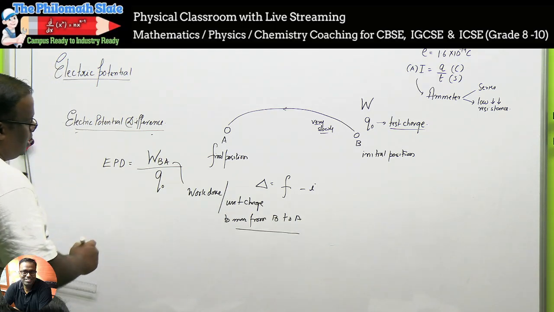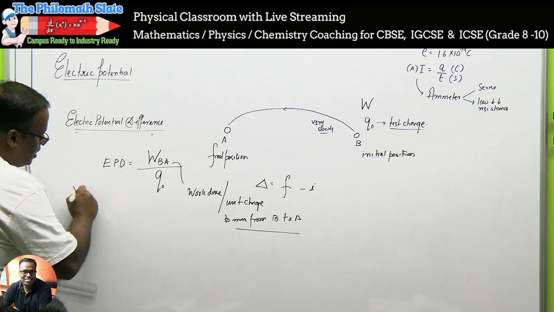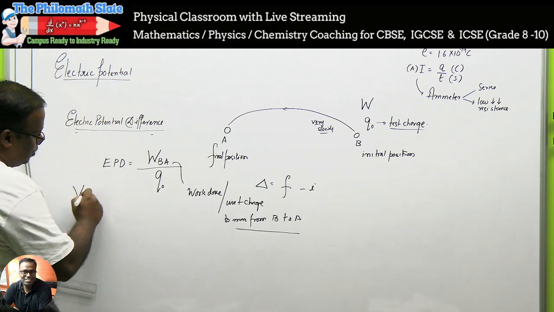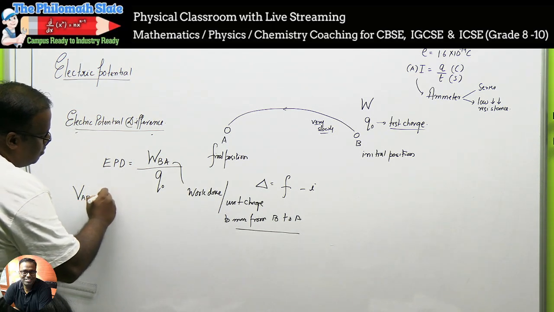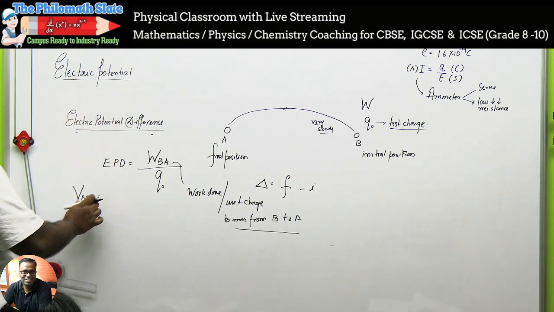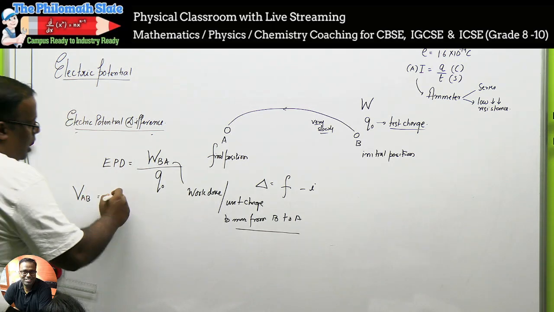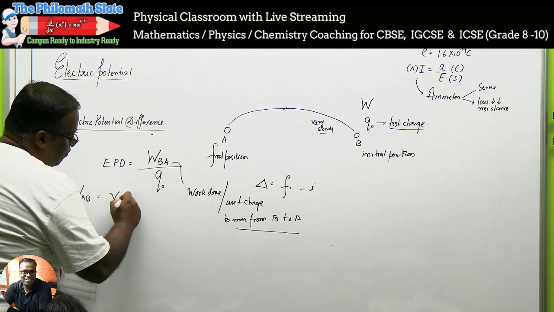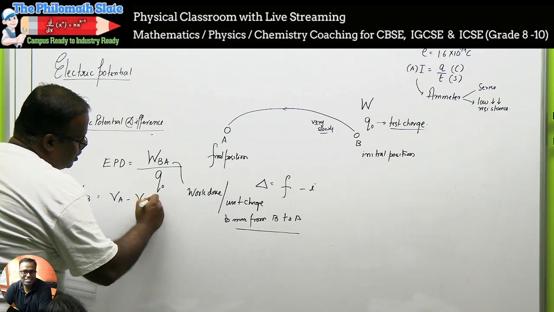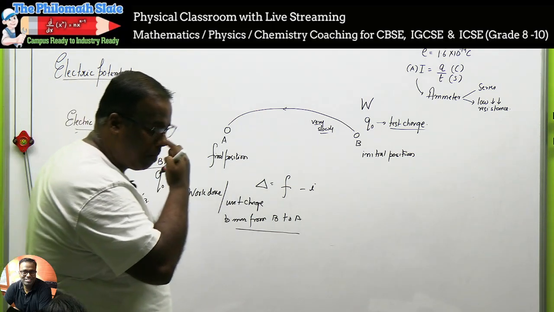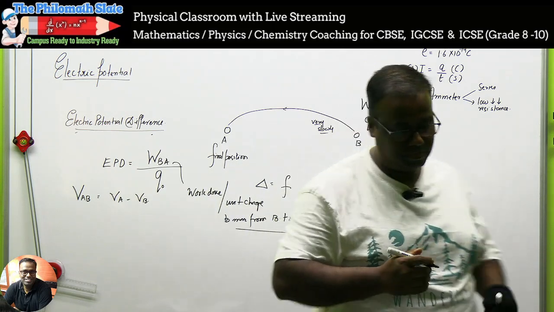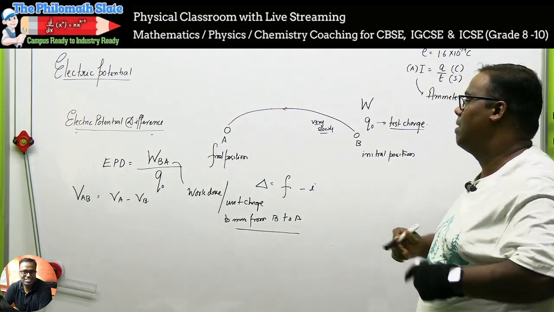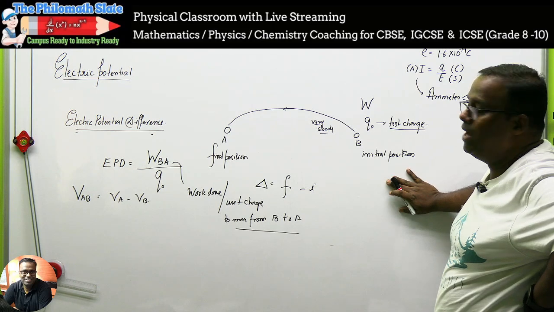So if somebody asks me what is the potential difference VAB, meaning the potential difference between VA and VB, I will write it as final minus initial. Final minus initial.